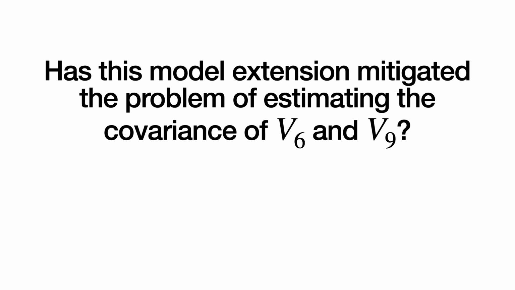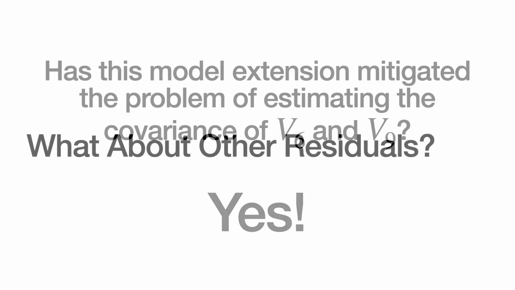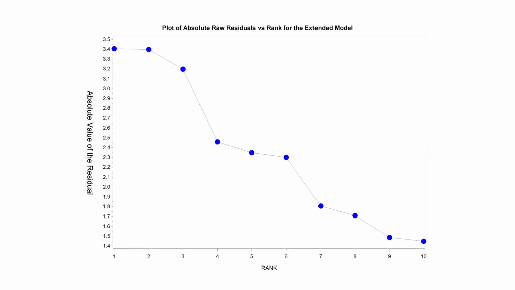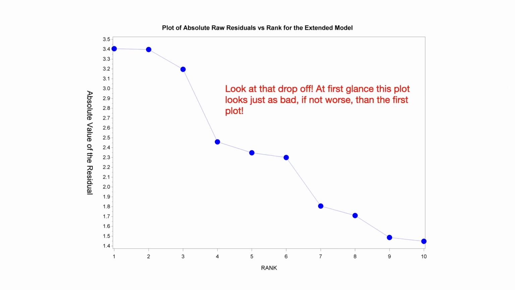So has this model extension mitigated the problem of estimating the covariance of V6 and V9? Absolutely. Now what about the other residuals? Let's take a look at a plot of the top 10 absolute residuals for the extended model. And so here is a plot of the absolute raw residuals versus rank for the extended model. And look at that drop-off.